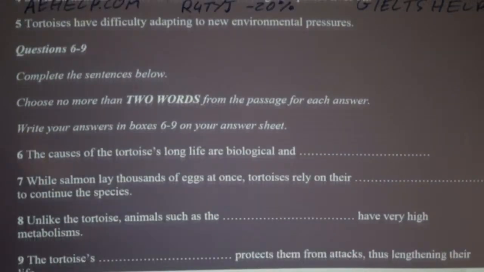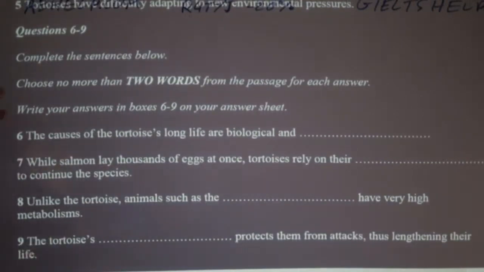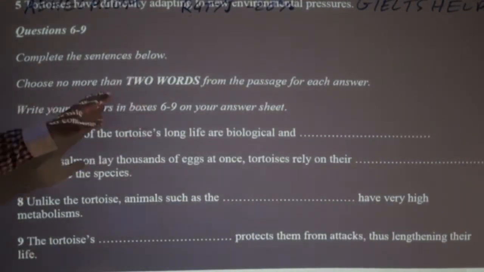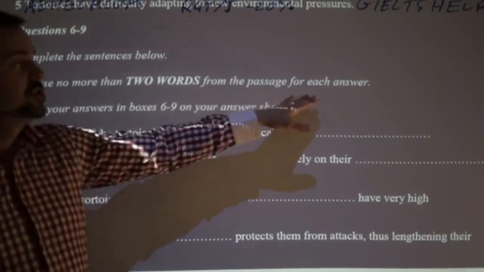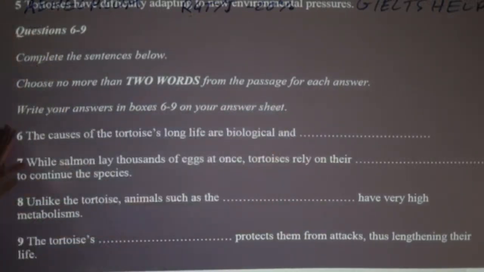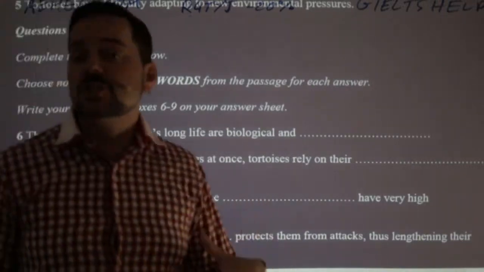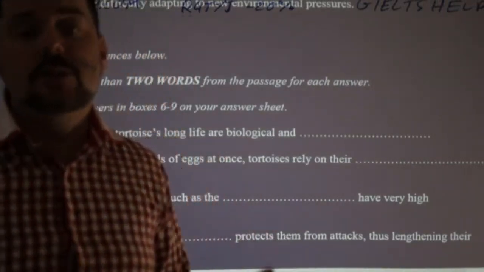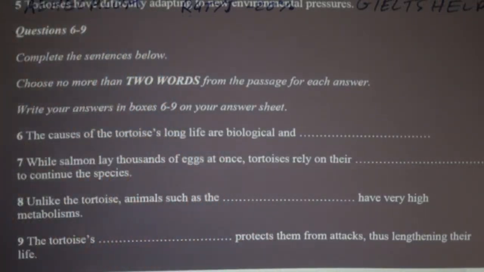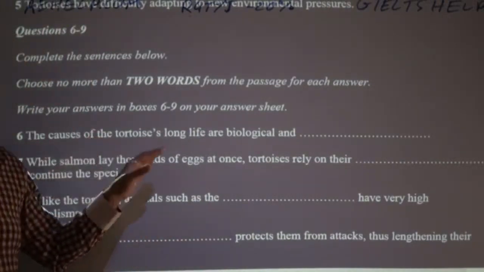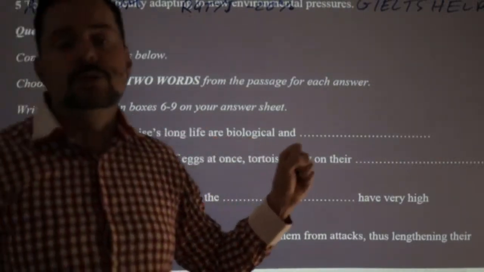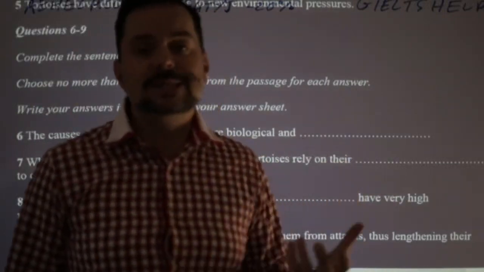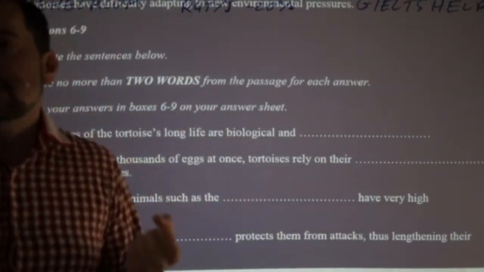Okay. All right, then we have complete the sentences below. Choose no more than 2 words from the passage for each answer. Write your answers in boxes 6 to 9 on your answer sheet. So again, these questions are all included somewhere in the passage, not with the same words. Okay, they'll always change the words. That's, of course, one of the ways in which the IELTS exam makers want to ensure that students aren't just skimming and scanning for information, because that's not really reading.